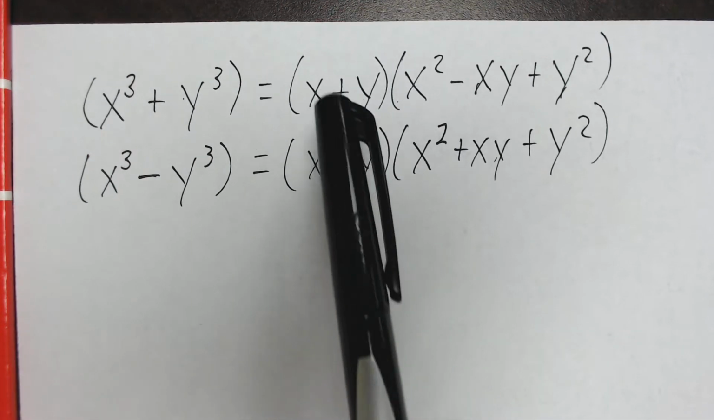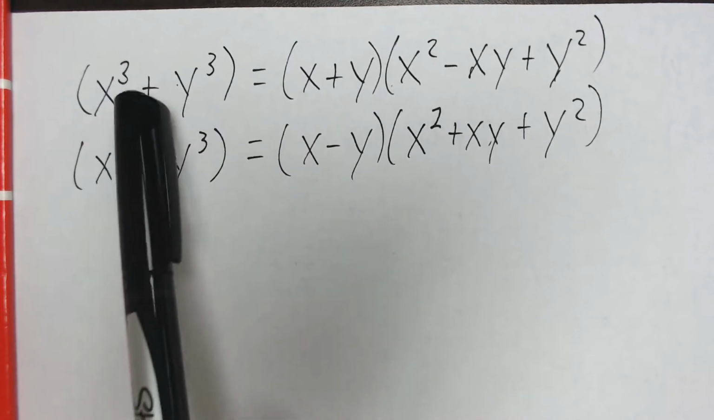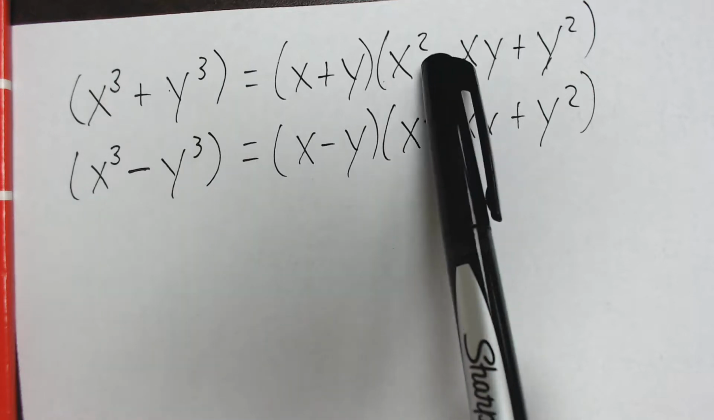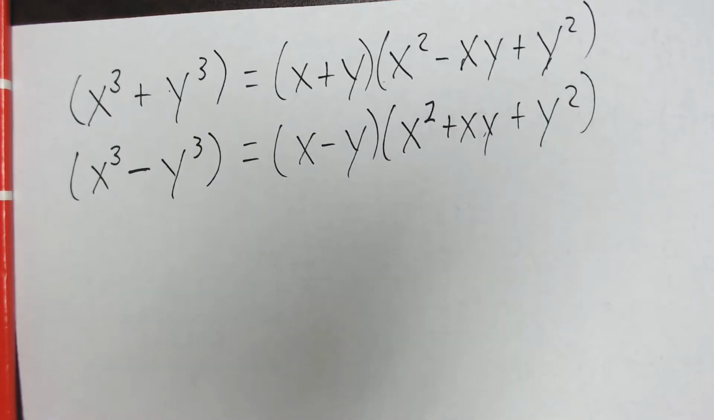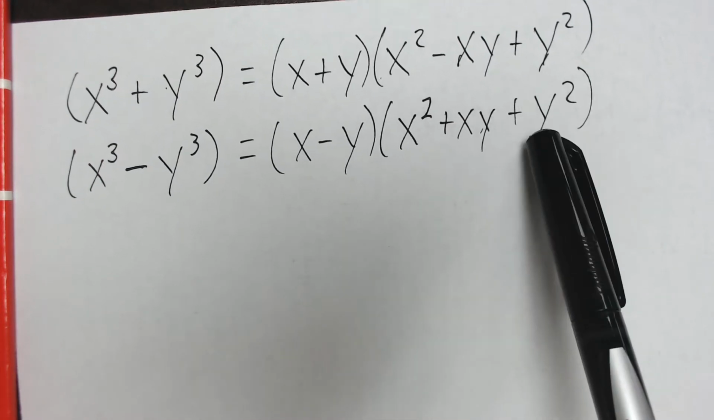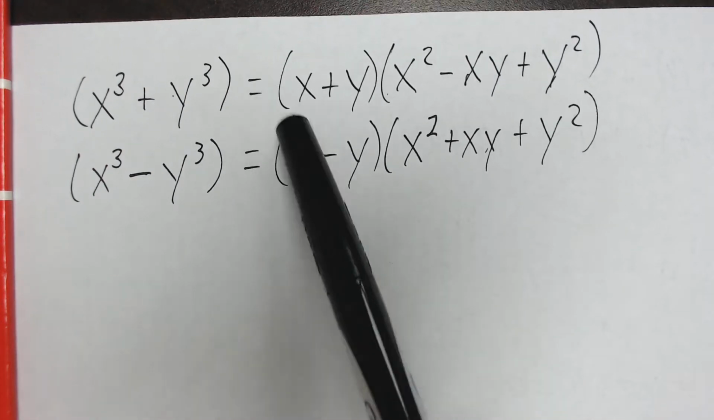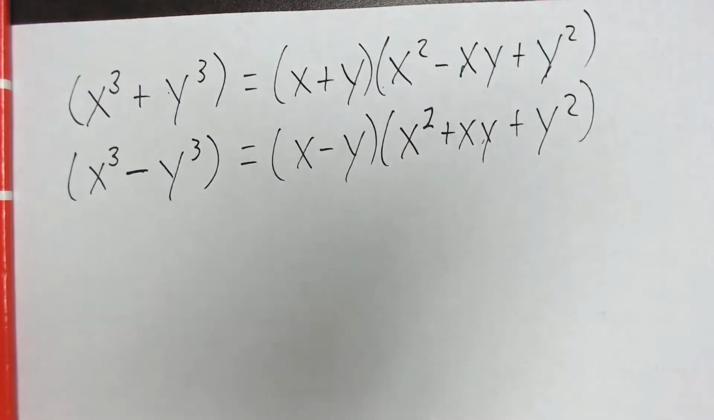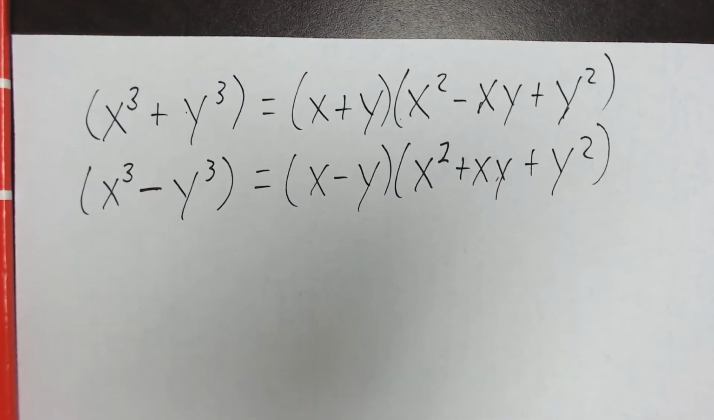So the first plus or minus is going to follow whether you're doing sum or difference. The second one will always be the opposite sign. And then the last one will always be positive. All right? So you can think of it as same, opposite, positive for the signs. And it's always going to be x plus or minus y, then x squared, xy, y squared. So that's the equation for difference of two cubes.